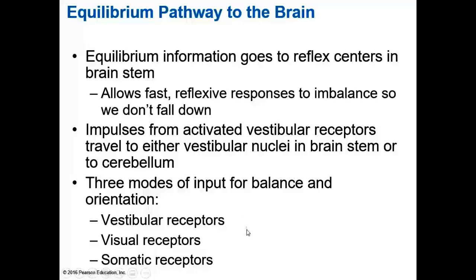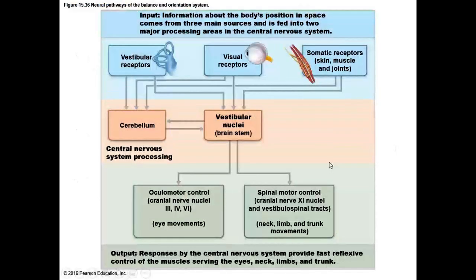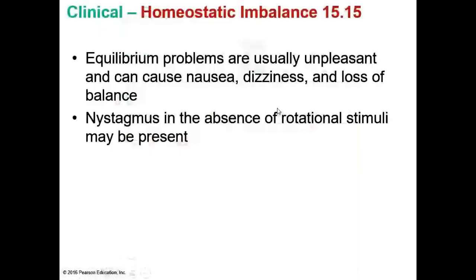Okay, so balance has three different inputs. Again, I don't think I'd even ask this, but it says vestibular receptors. In other words, what do you feel? What do you see? And then this one, the somatic receptors. In other words, proprioception. So where are your arms and legs in time and space? Anytime you mix those up, you get the car sickness or the motion sickness. So we get input from our inner ear, our vision, and again, what's going on in the body. When there's a mismatch of this, that's when people start feeling sick.